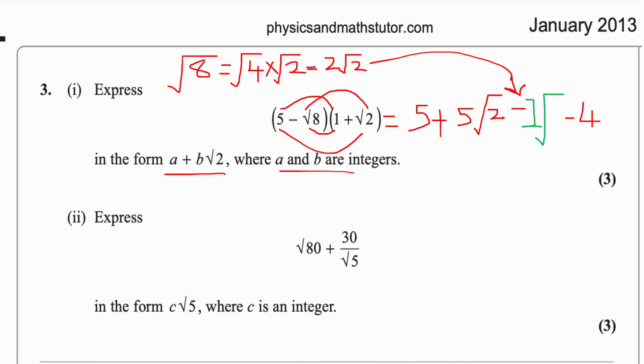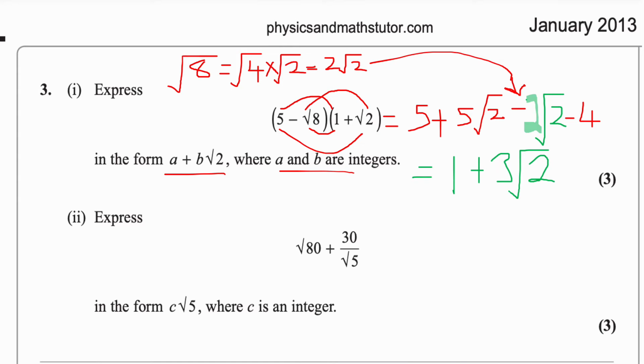That should be a 2 there, guys, not a 1. I apologise. Should be a 2 there. Let's just write that out again. Okay, so collecting like terms, 5 take away 4 is 1, and 5 root 2 take away 2 root 2 is going to be 3 root 2, guys. Okay, for that one.